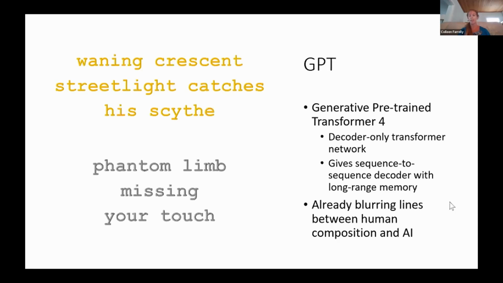And with GPT, this will give sequence to sequence decoders. It has a longer range memory to be able to store the text that's come before as it's generating the answer that you want. So it can remember the last sentence. It can remember the context given what you've input. And it's already blurring the lines between human composition and AI. So on the top, we have a haiku that I wrote, and on the bottom, we have one that GPT wrote with the instructions I gave it to create haiku.